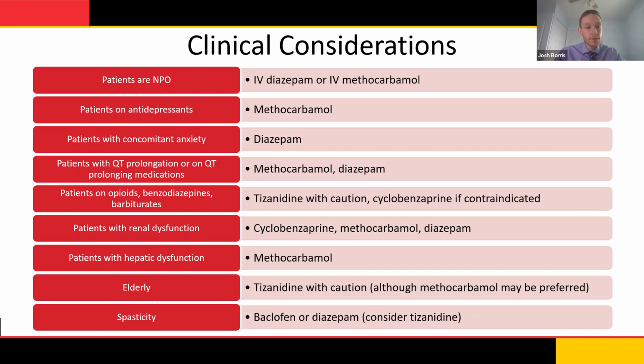For patients with renal dysfunction, cyclobenzaprine, methocarbamol, and diazepam are good options. And for patients with hepatic dysfunction, methocarbamol is a good option. For elderly patients, I put tizanidine here and to use with caution. I think personally, I would prefer methocarbamol just because it doesn't have the anticholinergic effects and we can titrate it. Not too worried about blood pressure or other kinds of issues. And then for spasticity, this is where we think about our antispastic agents. Think about baclofen, diazepam, or tizanidine.